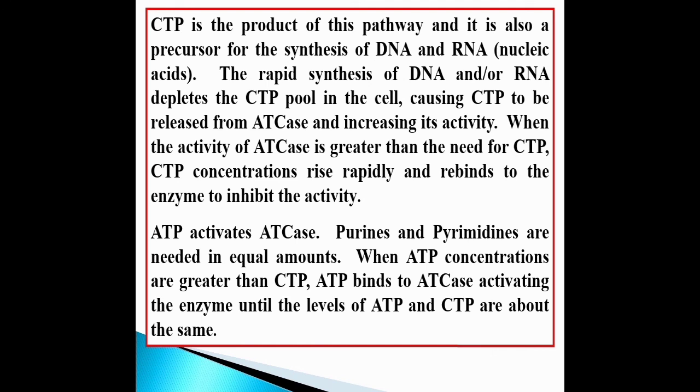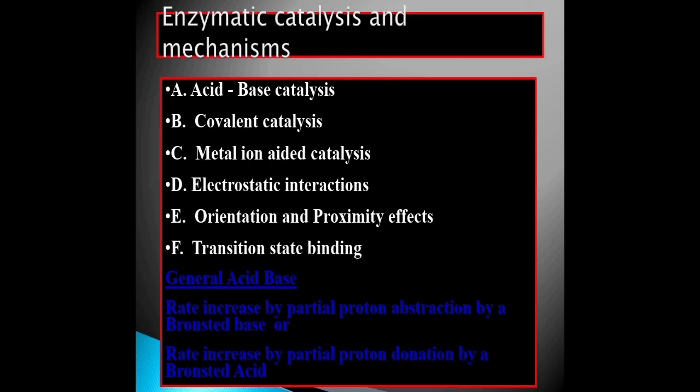When the activity of ATCase is greater than the need, CTP concentration rises rapidly and rebinds to the enzyme to inhibit the activity. ATP activates ATCase. Purines and pyrimidines are needed in equal amounts. When ATP concentration is greater than CTP, ATP binds to ATCase, activating the enzyme until the levels of ATP and CTP are about the same.